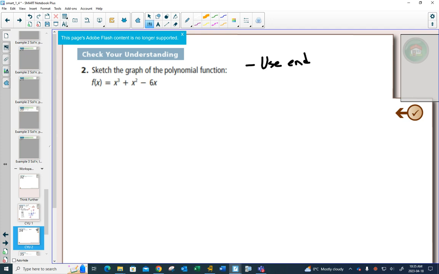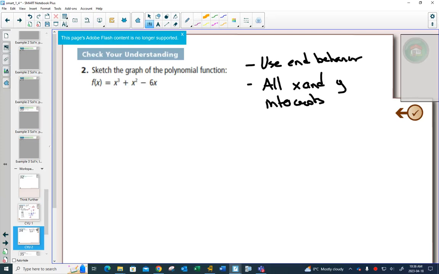we're going to use the end behavior and all x and y intercepts. If we have all of the x and y intercepts and the end behavior, we are going to get a pretty accurate graph. Now, in order to find a y-intercept, that's super easy. In order to find the end behavior, that's super easy.